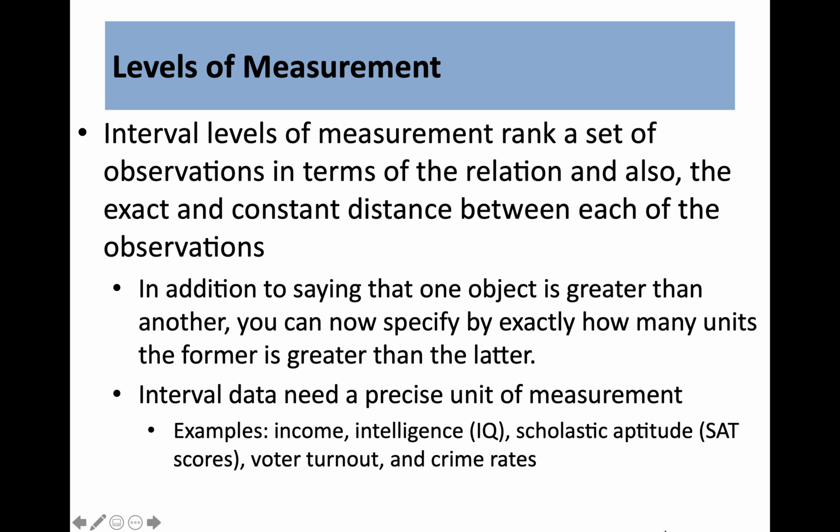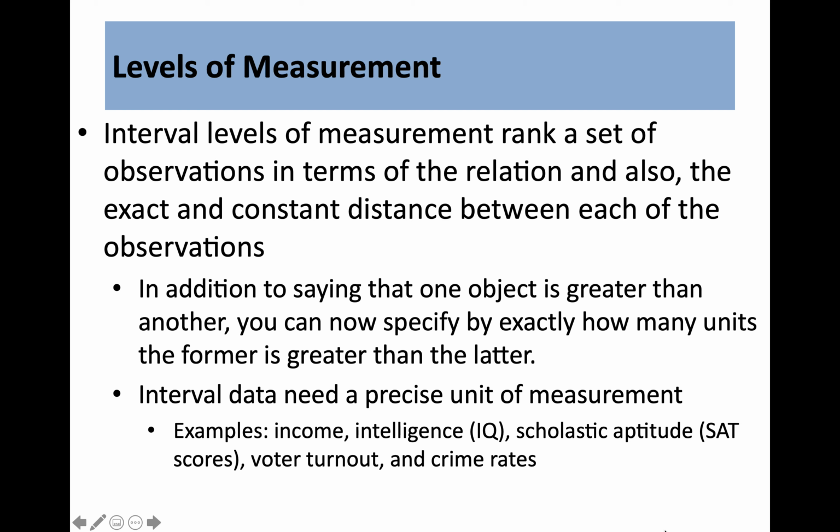Interval levels of measurement rank a set of observations in terms of the relation and also the exact and constant distance between each of the observations. In addition to saying that one object is greater than another, you can now specify by exactly how many units the former is greater than the latter.